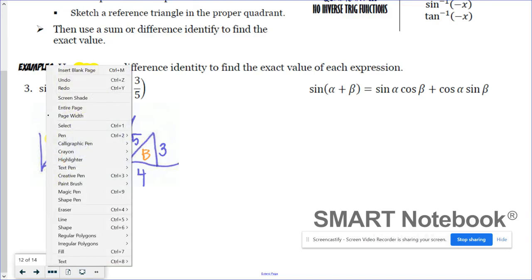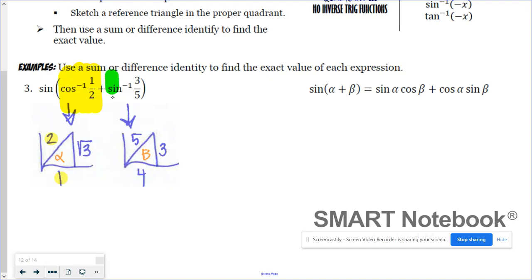The other expression in this problem, the inverse sine of 3/5, that's telling me all about angle beta. It's inverse sine of a positive ratio. And so once again, I'm in quadrant 1. Sine is the opposite over the hypotenuse. And I use Pythagorean theorem to get that third side. So that's the first two steps in these problems. Draw a reference triangle for alpha, draw one for beta. And so now I'm ready to figure out what is sine of alpha plus beta.